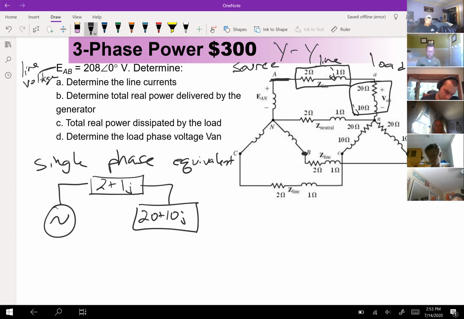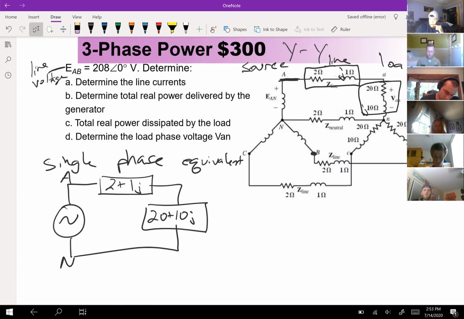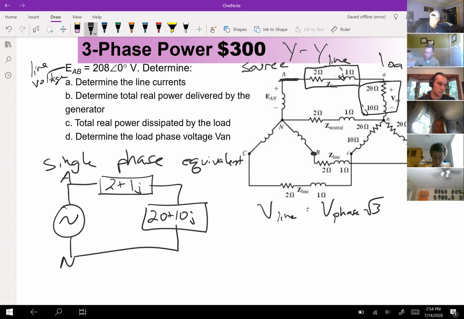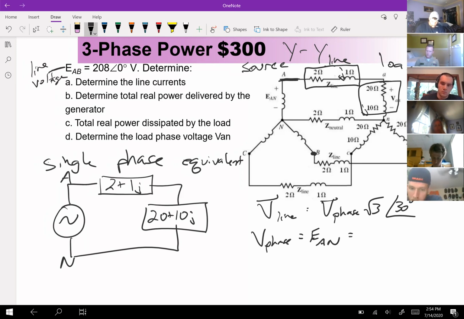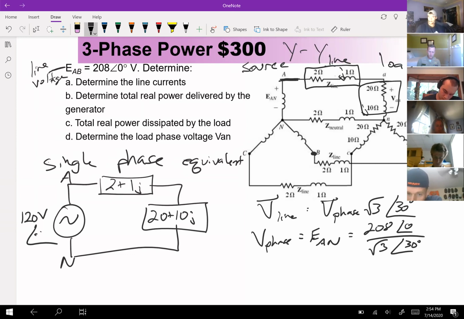And on my source on the left, if this is A and this is N on my single phase equivalent, I need to divide that 208 into a phase voltage, right? So the equation sheet says V line equals V phase root 3 angle 30. What I need here is my V phase, which is EAN. So I divide 208 angle 0 by root 3 angle 30, and I now have 120 volts angle negative 30.